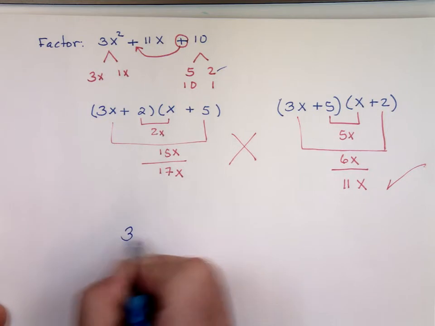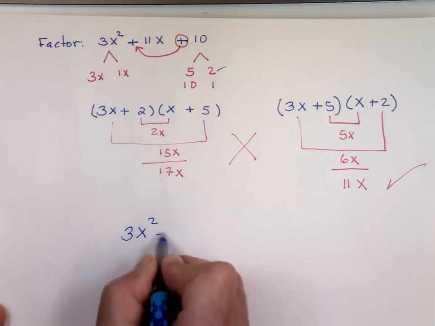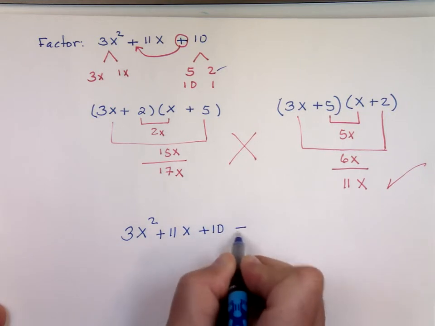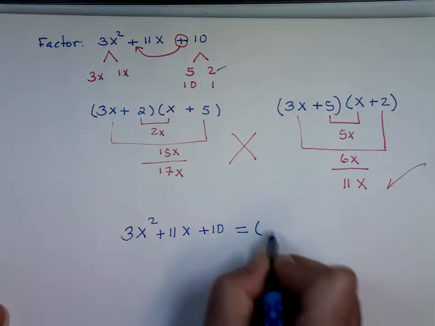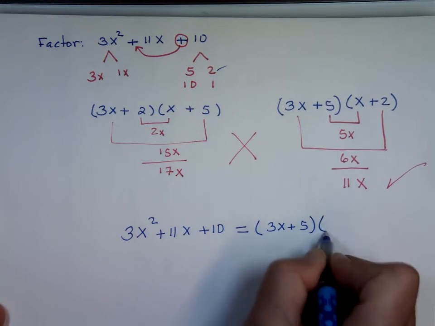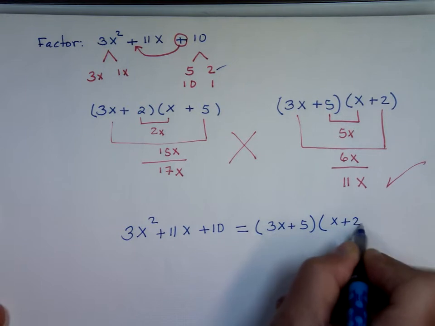So we can say 3x squared plus 11x plus 10 is equal to, when you factor it, 3x plus 5 times x plus 2.